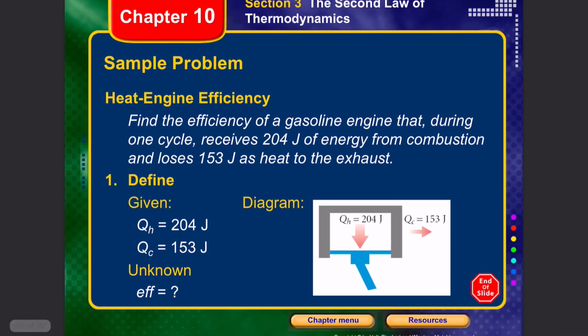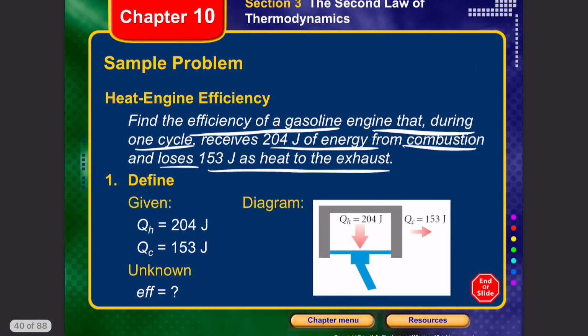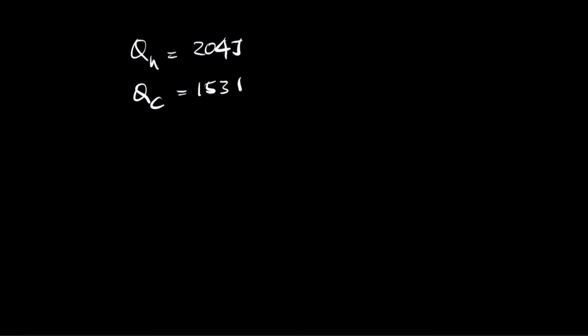So let's talk about an example. Find the efficiency of a gasoline engine that during one cycle receives 204 joules of energy from combustion and loses 153 joules as heat to the exhaust. So the amount of heat entering is 204 joules. The amount of exhaust is 153 joules. So we know the formula for efficiency is 1 minus 153 by 204.